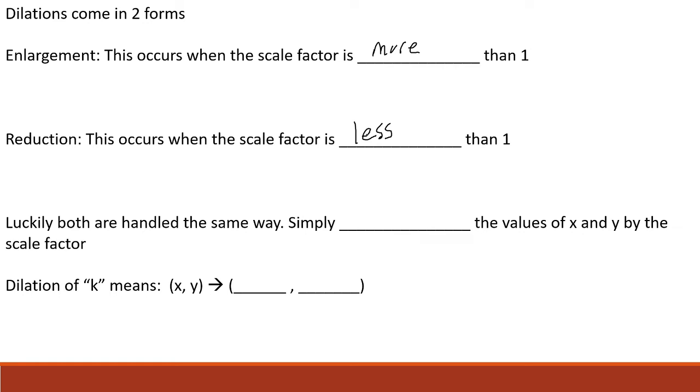The scale factor will not usually be negative. So it's usually going to be 1 point something or 0 point something. Luckily, both are handled the same way. We simply multiply the x and y by the scale factor. So if you're dilating by a factor of k, that means you're going to do k times x and k times y. That's it. It's one of the easier transformations to do, because it's just one rule for all types.